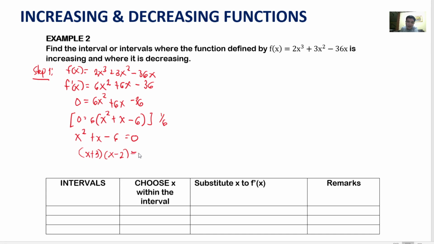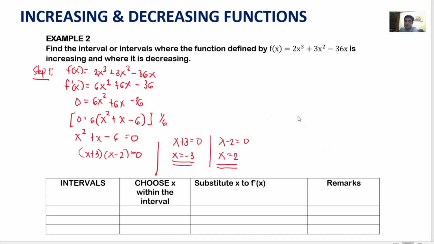So, equals 0. So, ang x natin class ay x plus 3 equals 0. So, it will give us x equals negative 3. Okay? And then, x minus 2 is equal to 0. That means that this x is equal to 2. Ibig sabihin class, ang critical points natin or the critical values, we have x equals negative 3 and then x is equal to 2. Yan yung mga critical numbers natin.